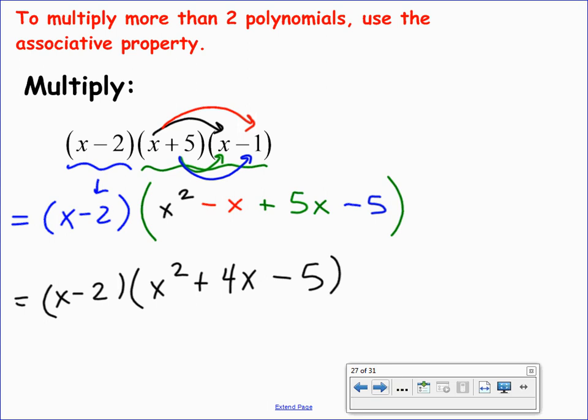Make sure that your electronic devices, cell phone, are off and away so we're free from distractions. We continue our multiplication of polynomials.